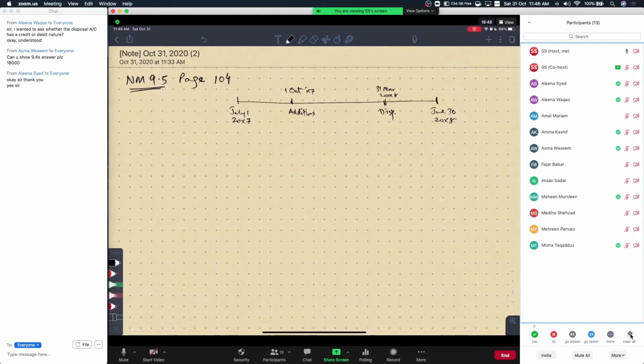So the financial year changing from X7 to X8 does not mean that your financial year has changed. It's the same financial year. The calendar year has changed from 20X7 to 20X8. It's the same financial year because we know the starting point and the end of our current financial year. So Fajr and Iman Badr and Madiha, we don't understand this, right? All right, good.